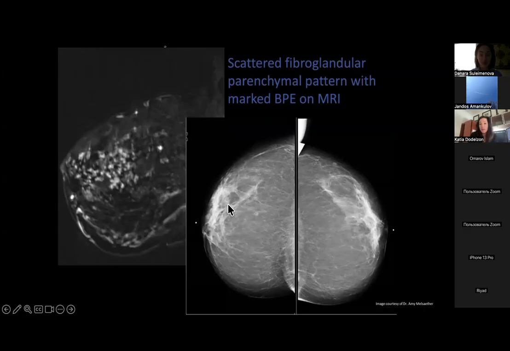Conversely, this is a woman with scattered fibroglandular tissue on mammography and also on MR, but all of this tissue enhances. So she has marked background parenchymal enhancement. The way to think about it, very simply, is this: if somebody has 100 fibroglandular elements and 10 of them enhance, that is minimal background parenchymal enhancement. If somebody has 10 fibroglandular elements and 10 of them enhance, that is marked background parenchymal enhancement. Same amount, but it's proportional to their fibroglandular tissue, okay?